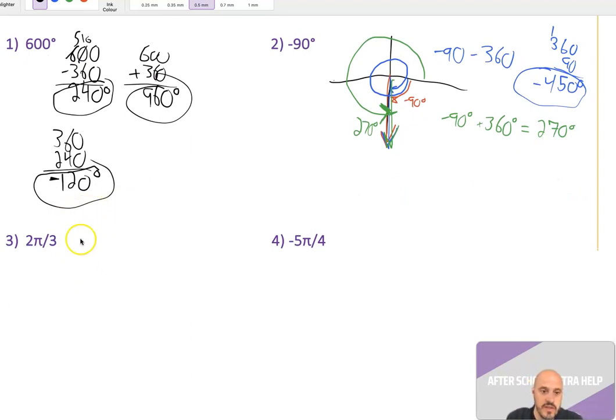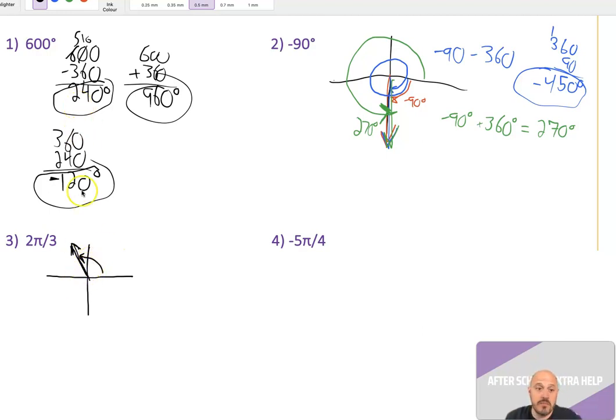2 pi over 3, right? And this is in our unit circle, or at least it's within one turn all the way around, so it might be a little easier to draw. Well, here's pi over 3, 2 pi over 3 is over here. Maybe it looks like this, right? So if I go 2 pi over 3, that's what my beginning angle looks like.